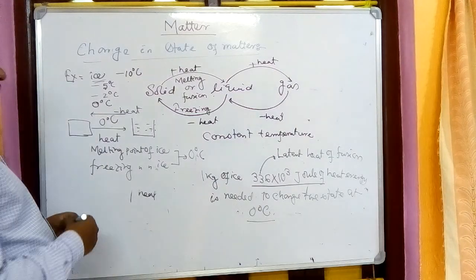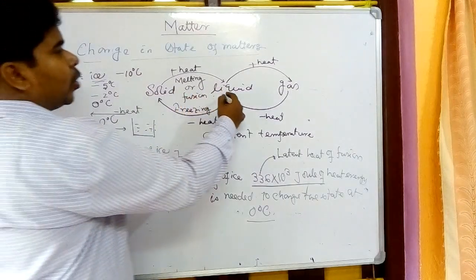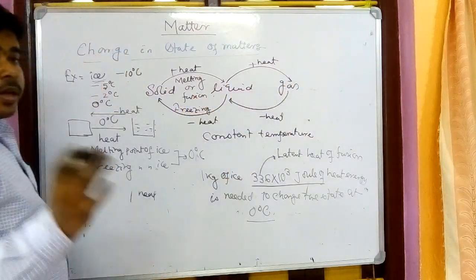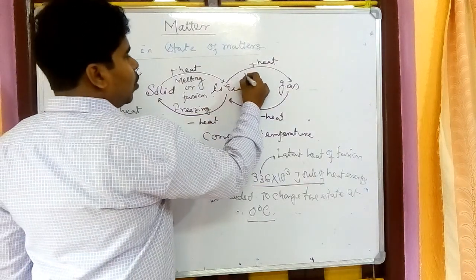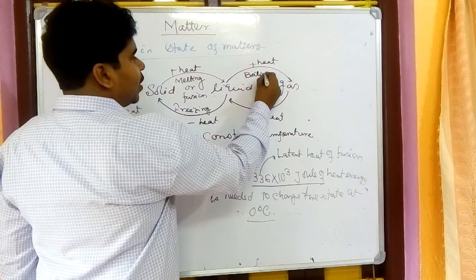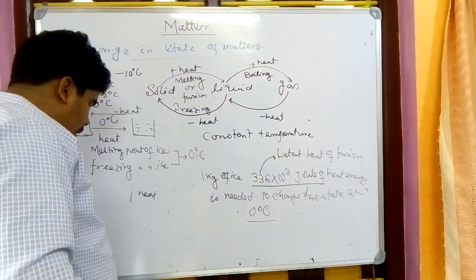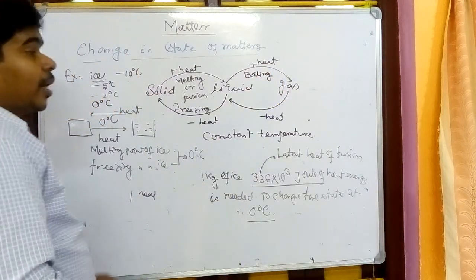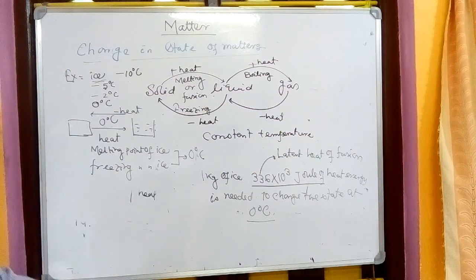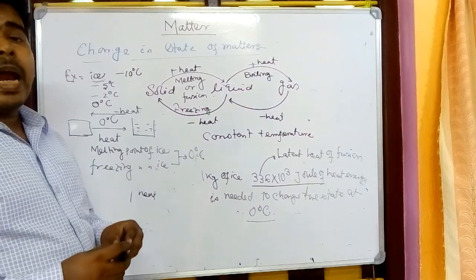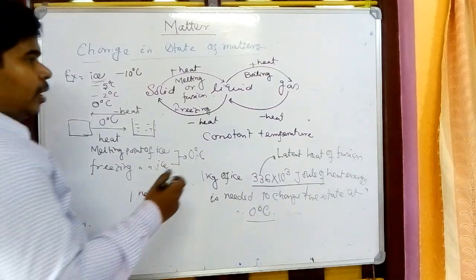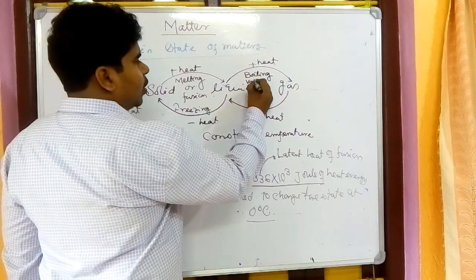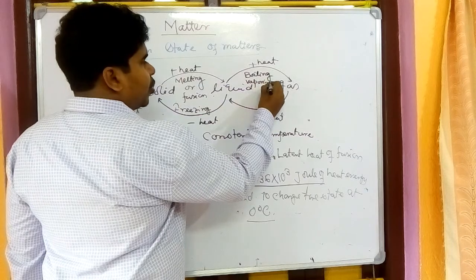Now I have to come to the next step. If a liquid is converted into gas when heat energy is given to it, that process is known as boiling. So we can say that the process by which heat energy is given to a liquid and it is converted into gas at a constant temperature is known as boiling. It has another name also, that is vaporization.